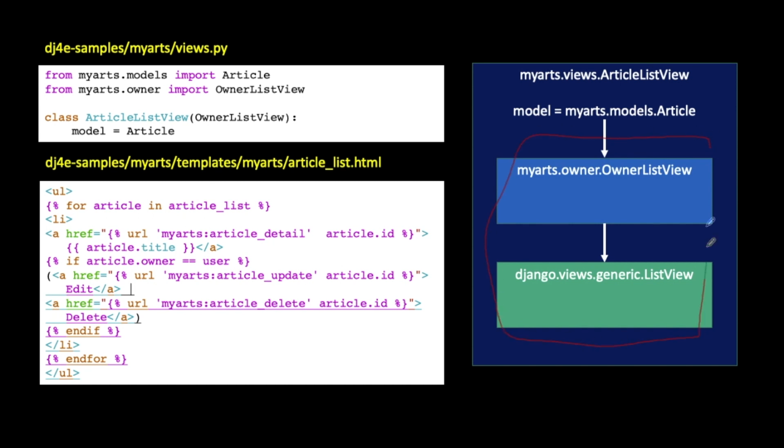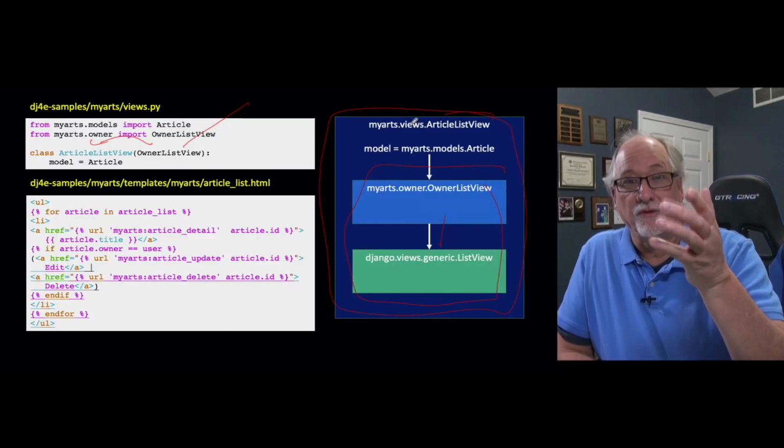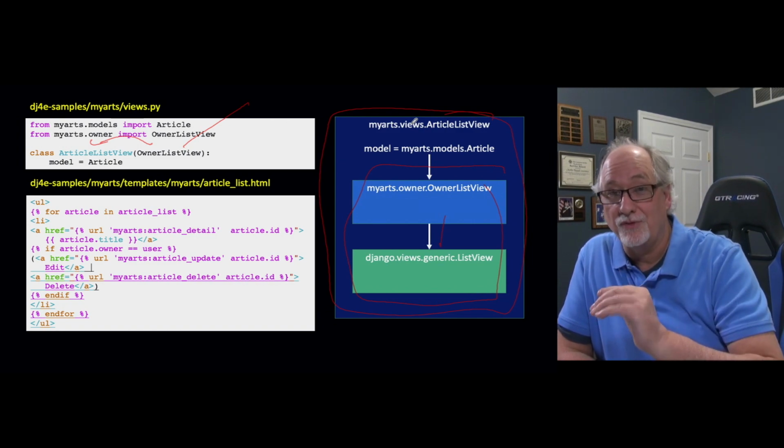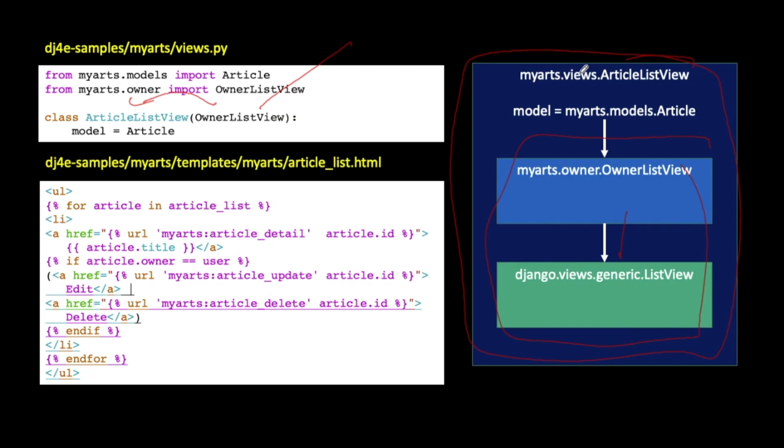So the basic idea is we're going to make a new class called owner list view, owner update view, owner create view, a whole series of classes that mirror the generic ones, and we're going to add our own little sauce. We are going to make our owner list view, which is going to extend generic list view, and we're going to extend owner list view to create article list view. So the thing we ultimately end up with as our view is three layers deep, where we have our view that extends another one of our views that extends a view that came from Django. And so there we go.